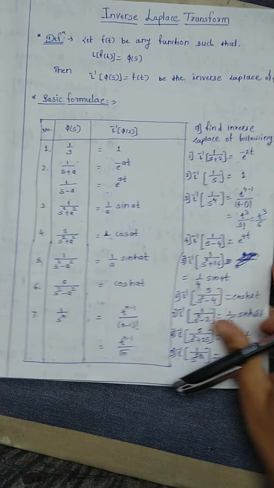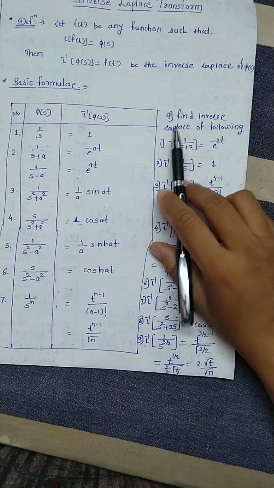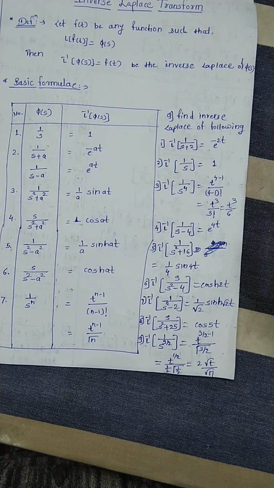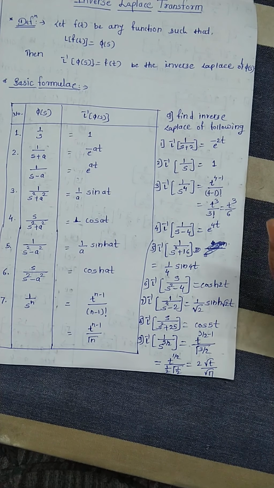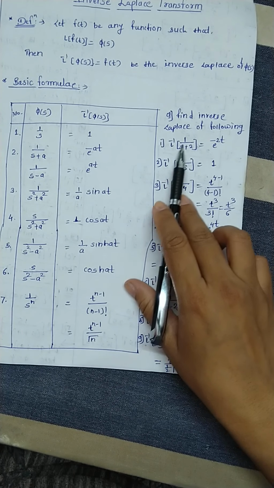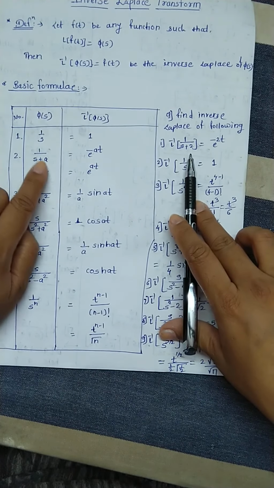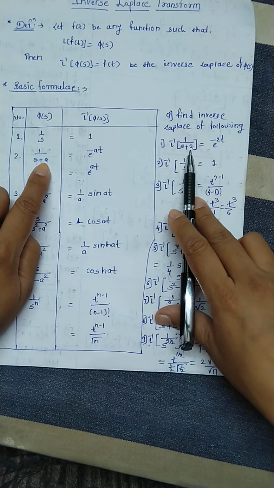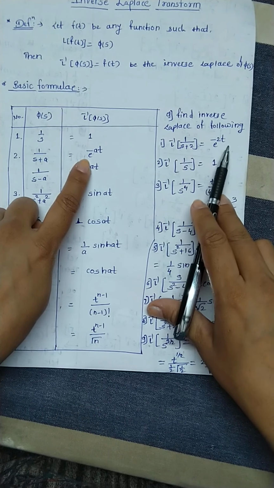Now let us see some basic formulas so that you can understand. First, find the inverse. What is the question now? Throughout the chapter, the question will be: find the inverse Laplace transform of. Find the inverse Laplace transform of number 1: inverse of 1 upon s plus 2. What is in the formula? Where is the formula? This one. That's why 1 upon s plus a, here a is 2. What is the a value? 2. That's why the inverse Laplace of 1 upon s plus 2 is e raised to minus 2t.